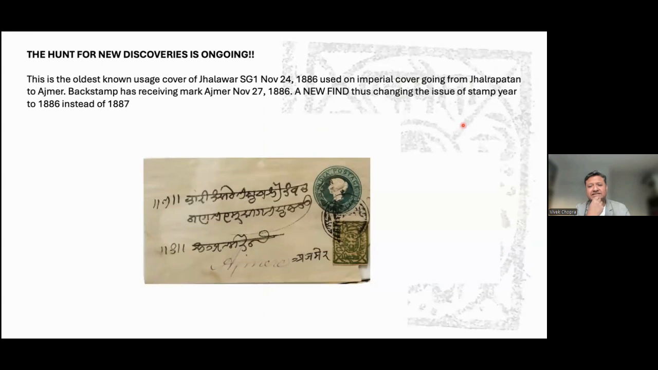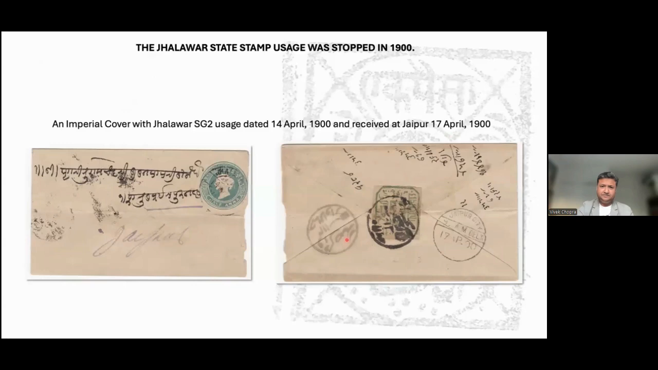There was an auction recently, and I saw this cover, which is a new find, because if you remember, I had mentioned that the state issued stamps between 1887 and 1900. After 1900, they didn't make their own stamps. They were just using the imperial postage. But you can see that this cover is dated 1886, which means that the first stamp was printed a year before what is recorded, because it has an SG1 stamp right here.